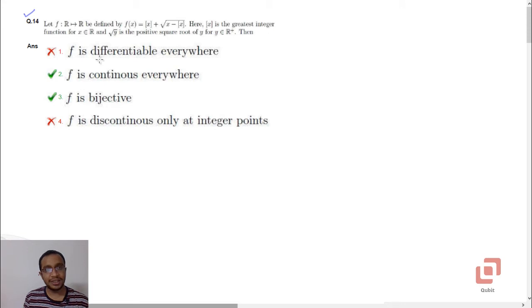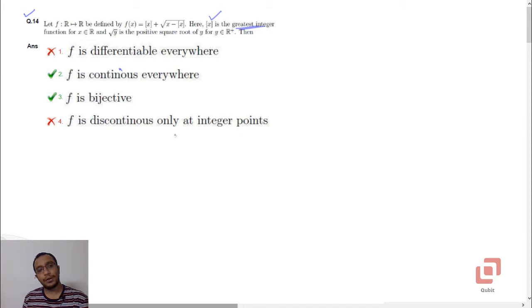Let f be a function defined by floor of x plus root of x minus floor of x. Here floor of x is the greatest integer function for x, and root of y is the positive square root of y for positive real numbers. Then f is differentiable everywhere, f is continuous everywhere, f is bijective, and f is discontinuous only at integer points.